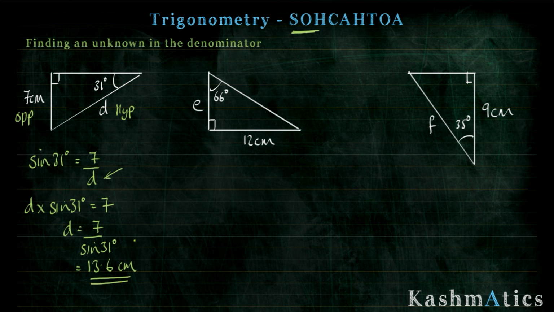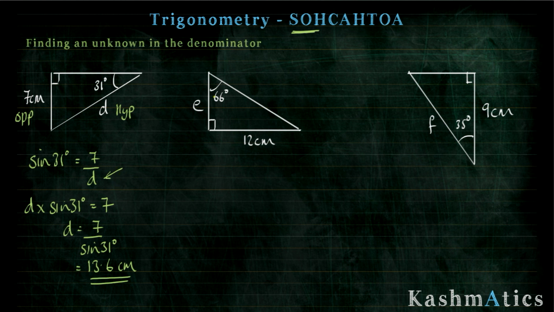Now, if you did this wrong, your answer is not going to be quite right, in the sense that the hypotenuse we know has to be the longest side. So if you did 7 times sine 31, you'd get an answer smaller than 7, and that can't possibly be the hypotenuse. So it's always worthwhile seeing if the answer you're getting actually makes sense in the context of the question.